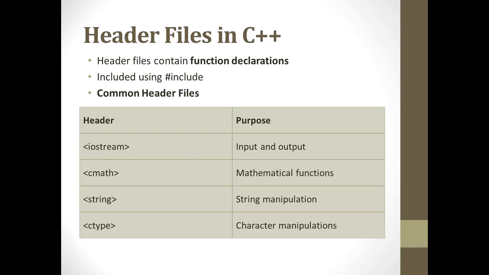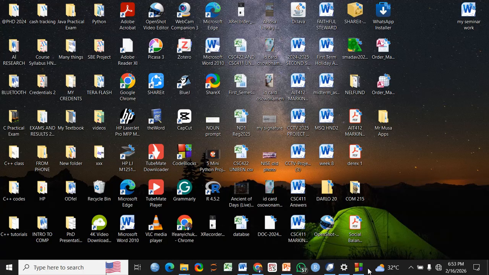Like I said, we have the iostream header file for performing input and output operations. We have cmath for performing mathematical operations. We have string for performing string operations. We have ctype for performing character manipulations or operations. So, the code, C++.